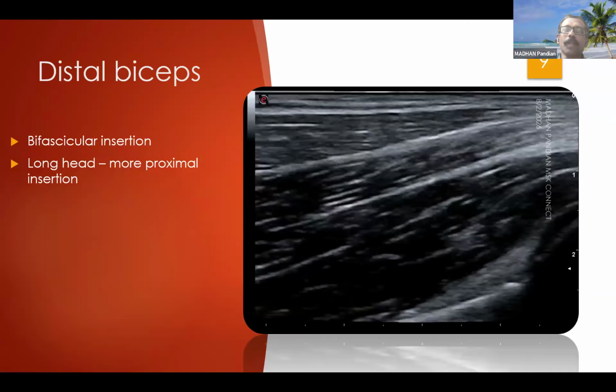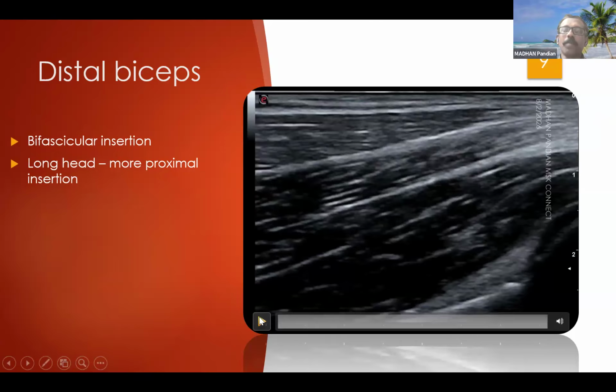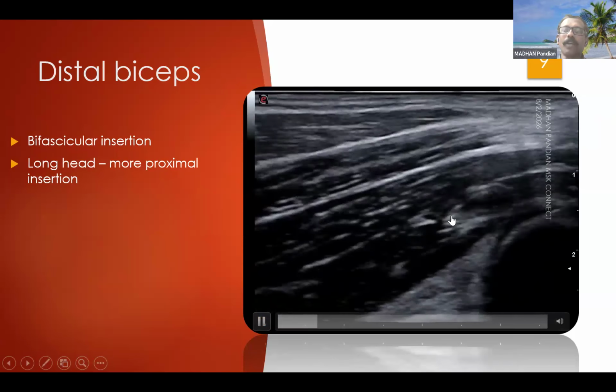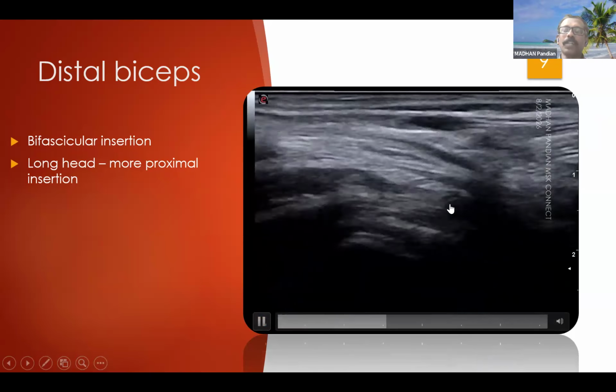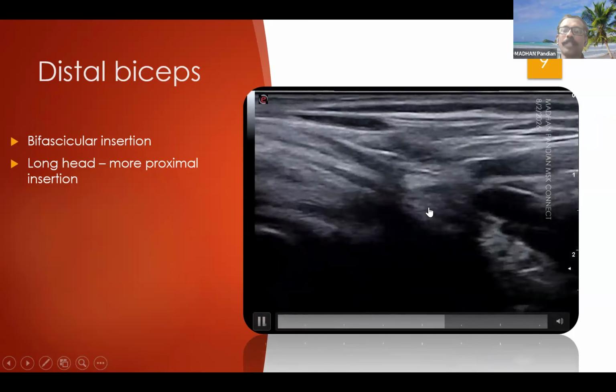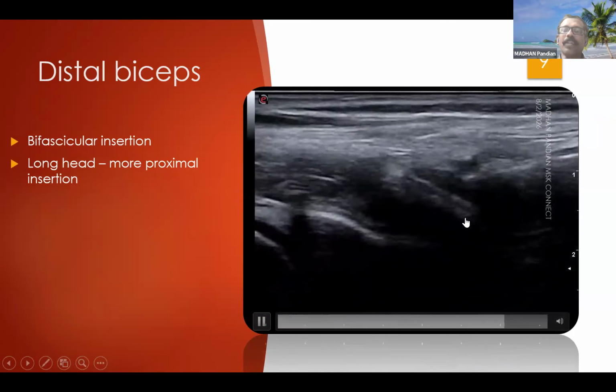Normally, how does it look? Normally, the distal biceps looks like this. It looks like a bifascicular insertion, with the long head having a more proximal insertion than the short head of the biceps. You can see the two heads getting inserted onto the radial tuberosity.